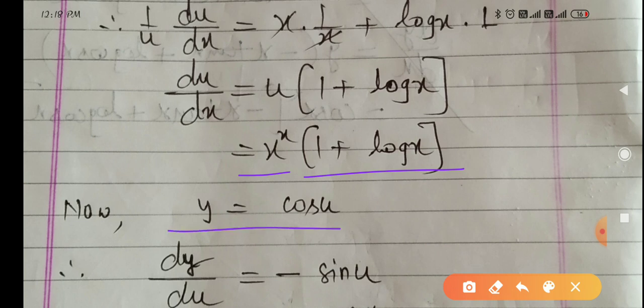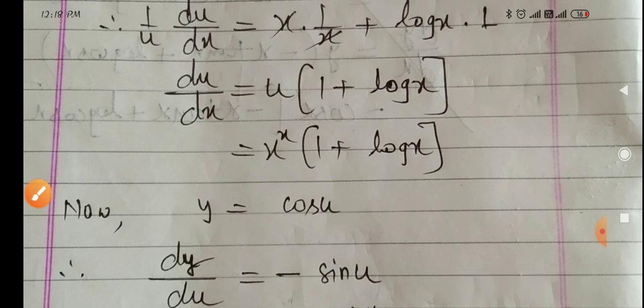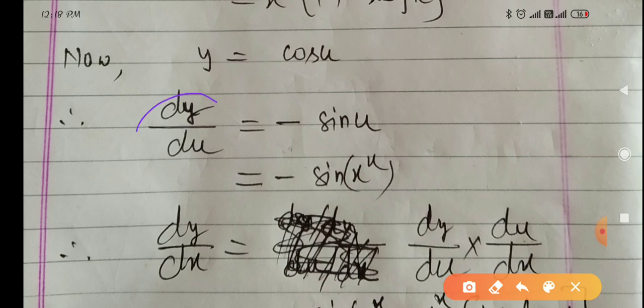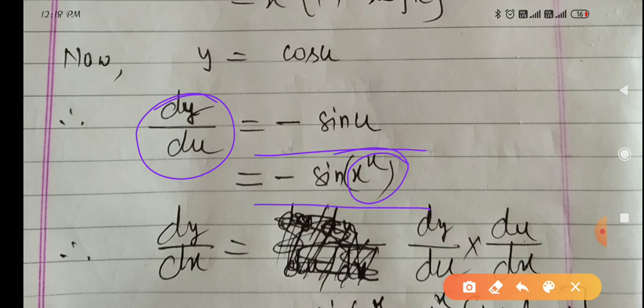Now y has become cos u, because x to the power x you have supposed as u. So y equals cos u. Now you differentiate this function with respect to u. So it will give dy upon du equals minus sin u. And the value of u again you can put as x to the power x. So it will become dy upon du equals minus sin of x to the power x.